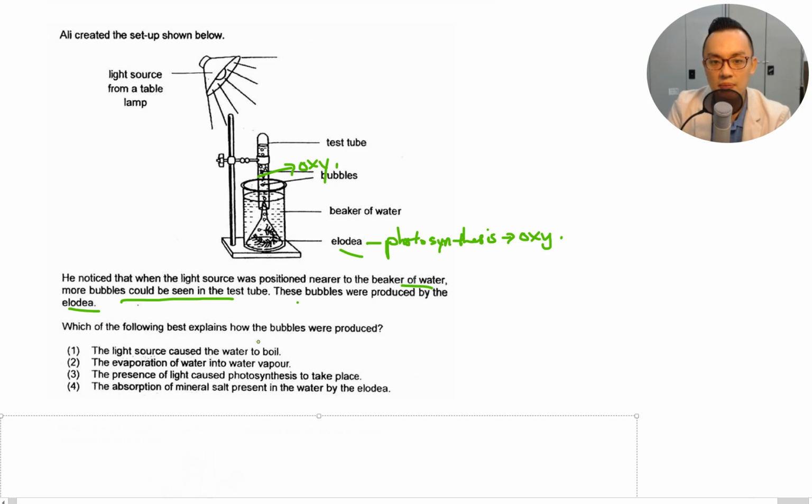Which of the following best explains how the bubbles were produced? Light source caused the water to boil. That's not correct. It won't boil from the light source. The evaporation of water into water vapor, that's not correct. Water vapor, if you want to see bubbles, will be somewhere on top. Okay. Presence of light caused photosynthesis to take place. This is correct. Absorption of mineral salt present in water, this is wrong. Okay, so basically this is quite an easy question. You should understand that the Elodea is going through photosynthesis, produces oxygen, and these bubbles are oxygen.